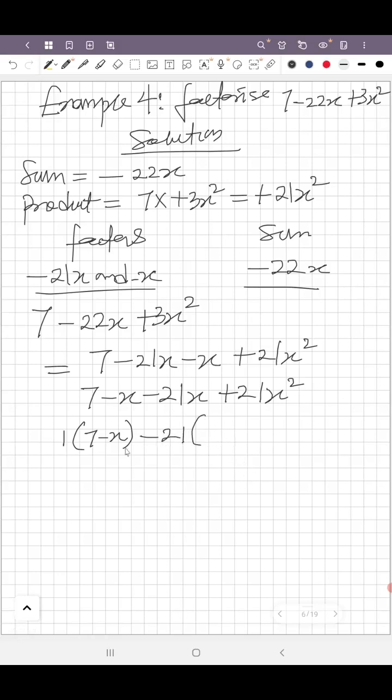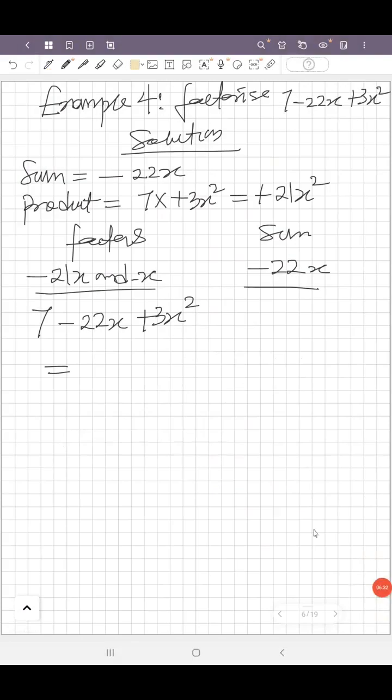We have... let's try to... we have a x minus... Let's start all over, please. Sorry. So this is... I've said earlier that our product is plus 21.